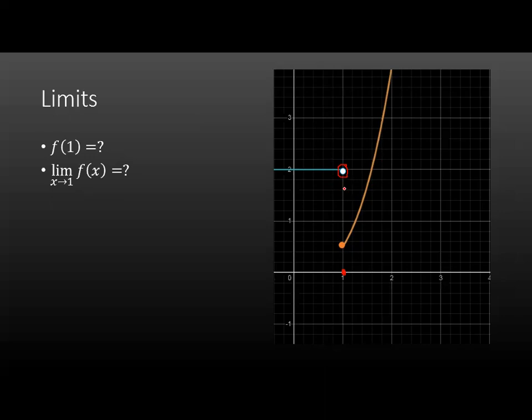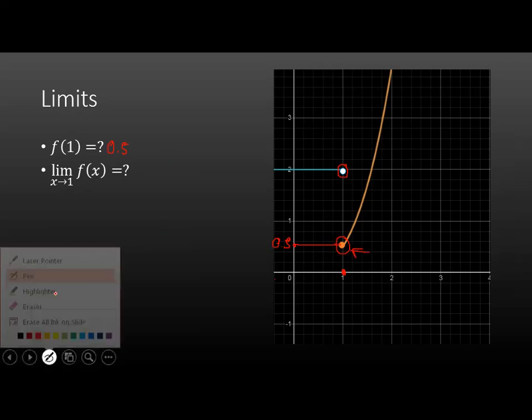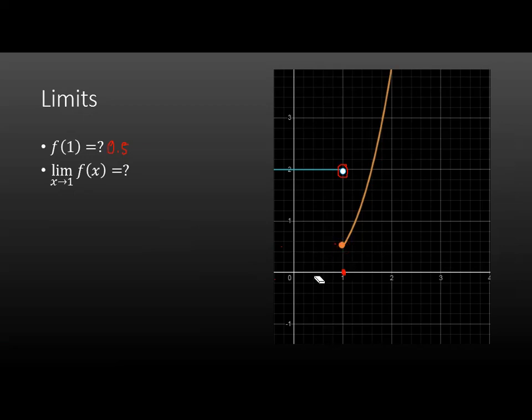However, at this value, this one is shaded, so that means this is defined. Your f of 1 is defined at this point, which is actually 0.5. I think I miscalculated the graph. So this is 0.5, and therefore your answer would be 0.5. Now, how about finding the limit of it? Finding the limit of the function as x approaches 1. Let's start with the left side.